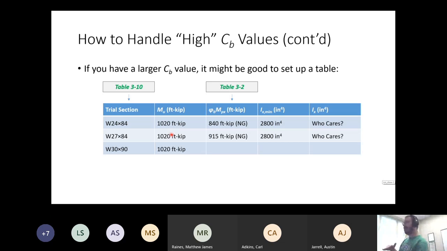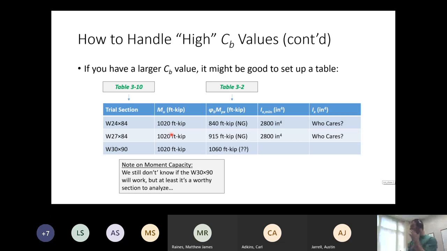Now, Mu is still 1020. If you look up phi and P for a W30 by 90, it comes out to be 1060. Now, here's the deal. Does that mean that this section is good? Not necessarily. We still have to analyze it to make sure that it has enough moment capacity. All this tells us is that its maximum possible capacity is 1060. It's possible we do the analysis and we find that its actual capacity is like 1015 and it's not enough. But at least now we know it's a worthy section to analyze.